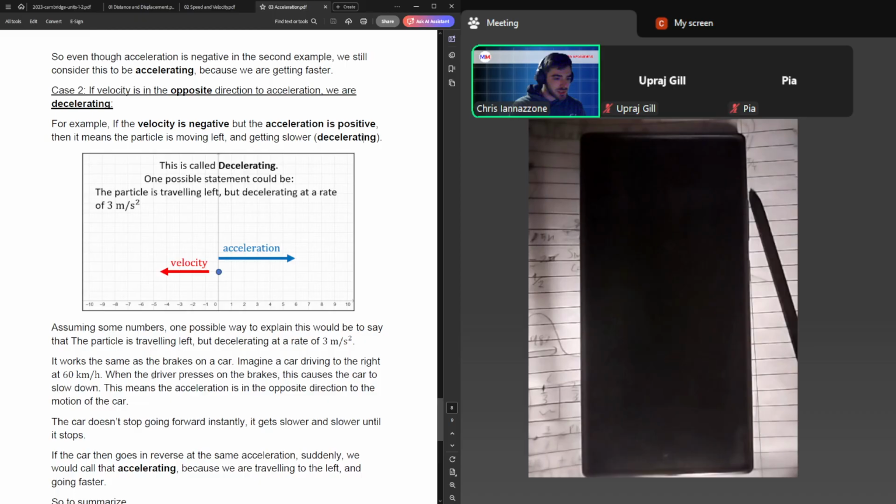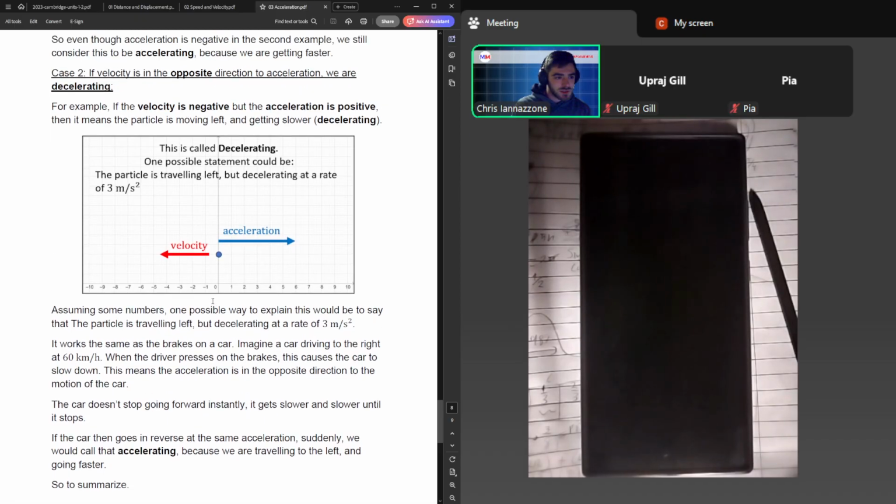So essentially what's happening, your car is driving, driver's pressing on the brakes, that is deceleration, right? You're applying an acceleration force in the opposite direction. It'll slow down, slow down, slow down, and eventually make a turn back.